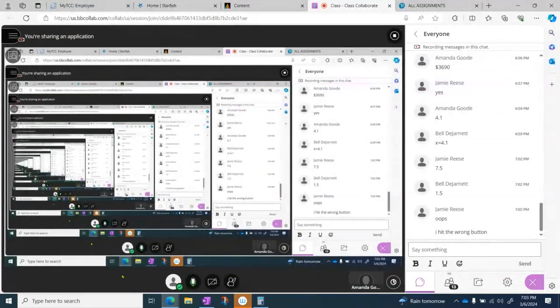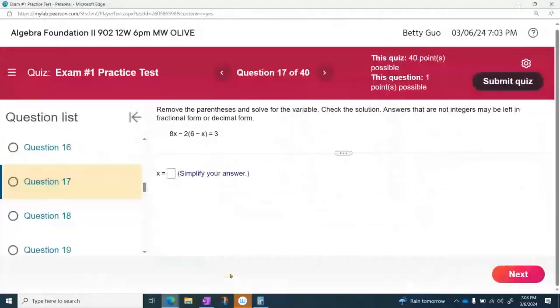I hit the wrong button. Okay, no problem. Yeah, that happens. So be aware that might happen in the test. So double check your answer. Remember I said my student, when she tried to enter a negative sign, she entered an equal sign because the two keys are next to each other on the keyboard, right?